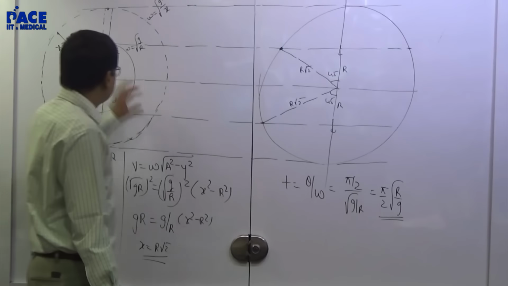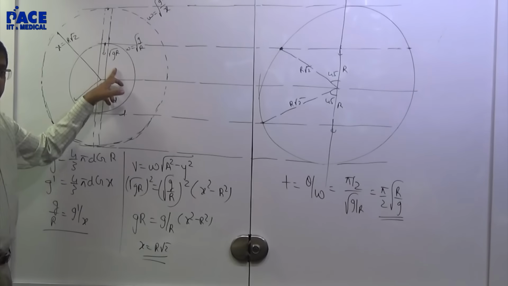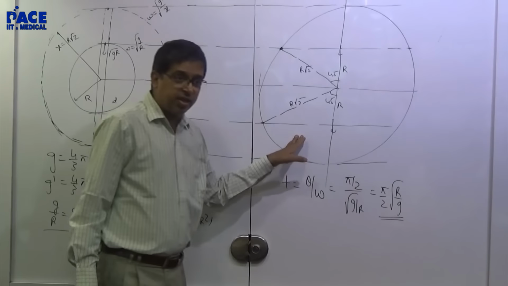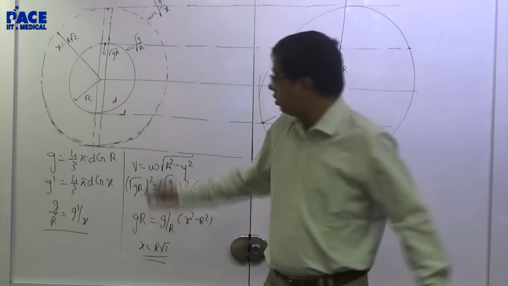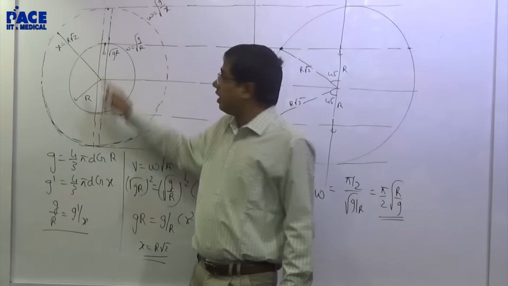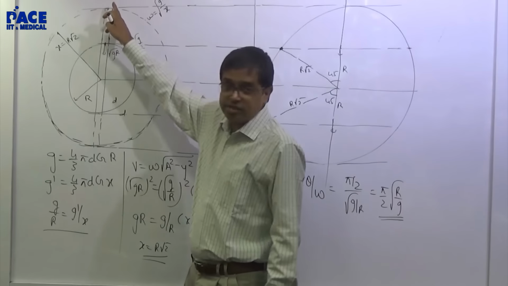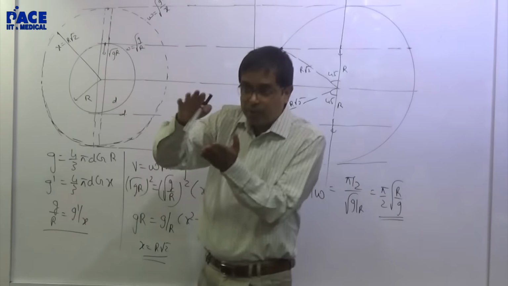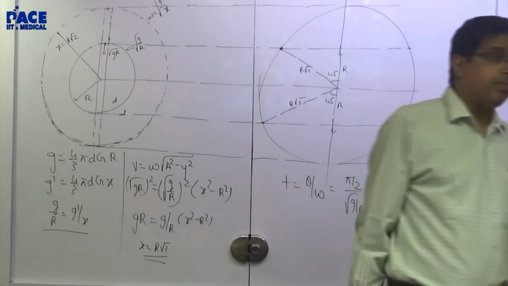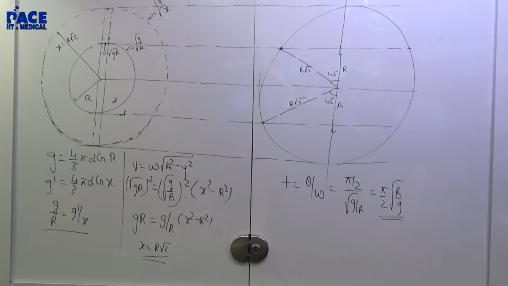He taught you the concept of converting a non-SHM into a forcible SHM. He taught you the concept of the phasor, and he taught you how to find out the time taken for a particle to cover one part of the SHM. Time taken from here till here is capital T. For one part of the SHM, this is the way you will find out the time. The problem is very important. You should understand every bit of it.